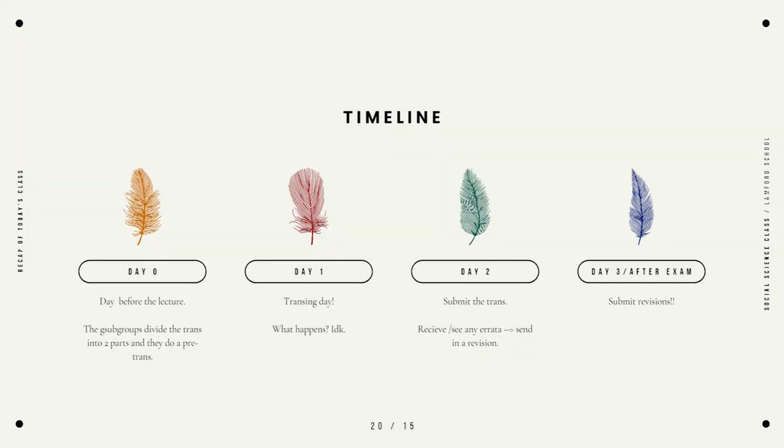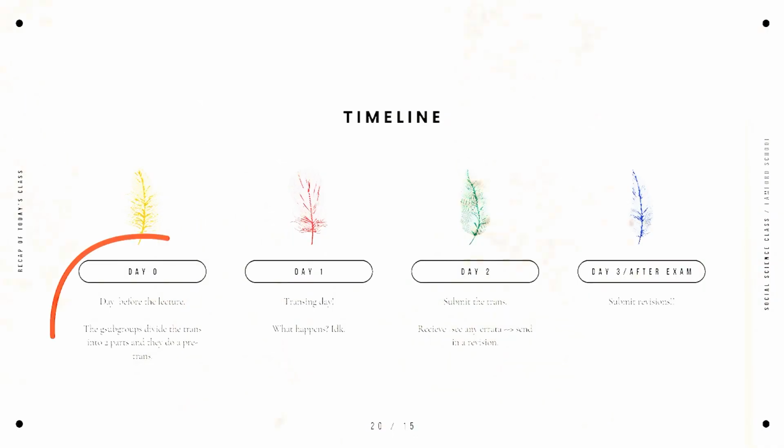Okay, so now we're moving on to our timeline. Your Transcom will also probably have their own timeline of deadlines, but this is a timeline where I incorporated the Transcom deadlines and also our own internal deadlines. So on the first day, which is day 0, that's the day before the lecture. And that's when the 2 subgroups divide the trans into 2 equal parts. And then they make a pre-trans.